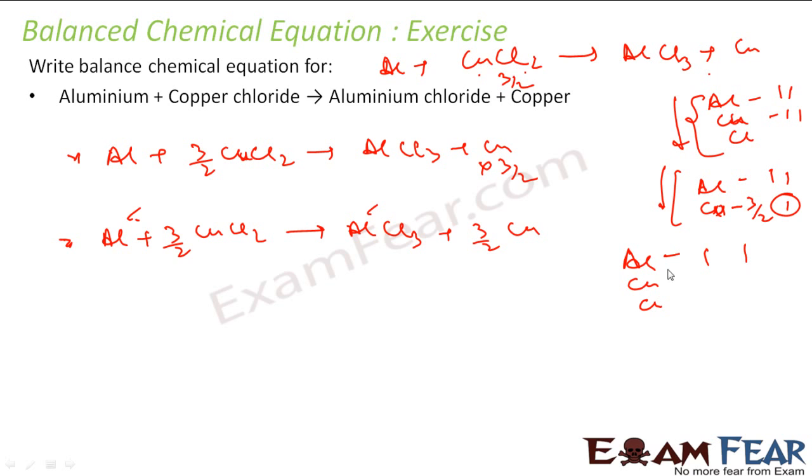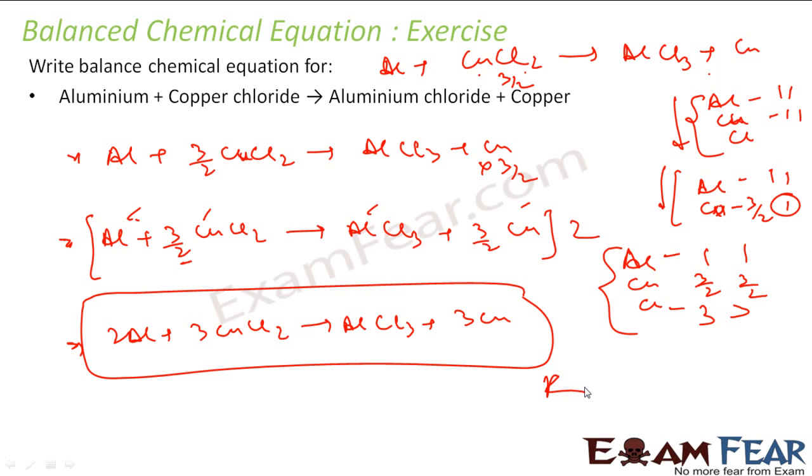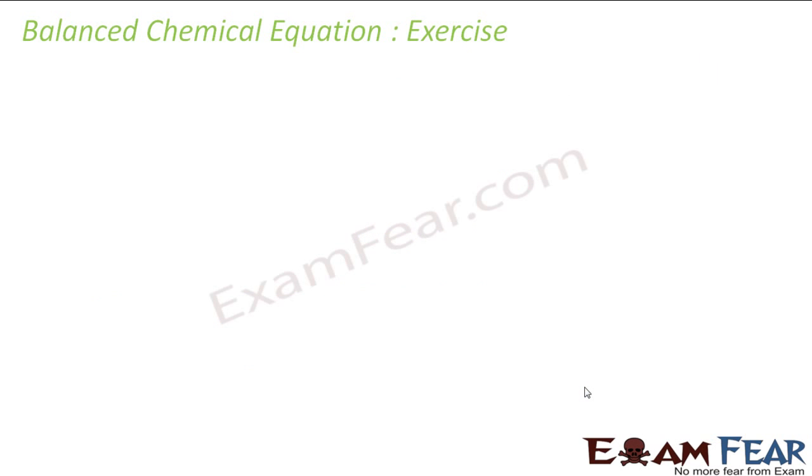Aluminum, copper and chloride. Aluminum here is 1, here is 1, balanced. Copper is 3 by 2, 3 by 2, balanced. Chlorine here is 3, 3 by 2 into 2, 3. Here we have 3. It's all balanced, but in the fraction, so the denominator is 2 here, so we'll multiply with 2. What you get is 2 aluminum plus 3 copper chloride gives aluminum chloride plus 3 copper. And that is my answer. Easy only.